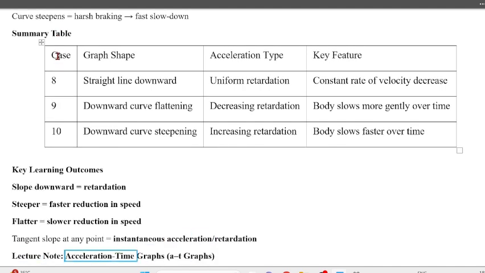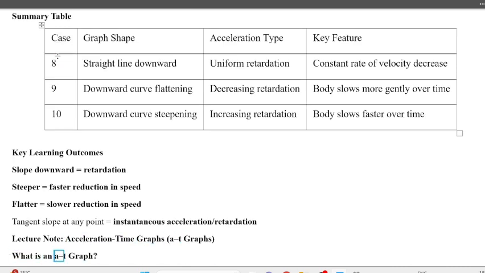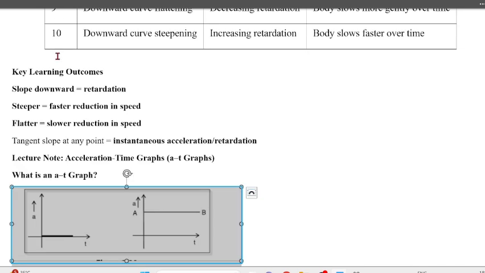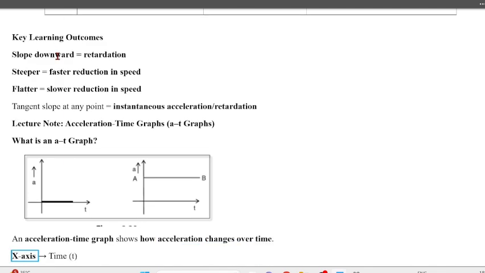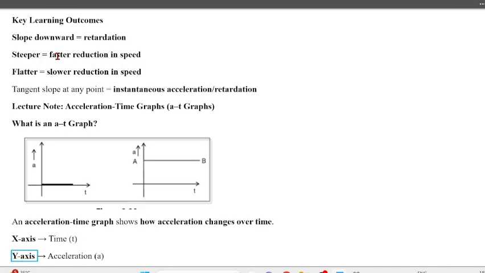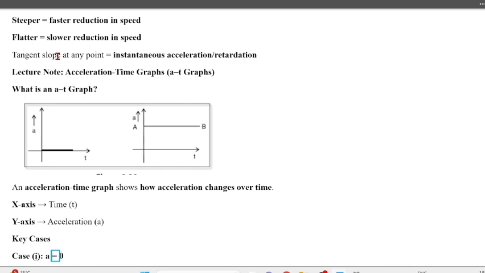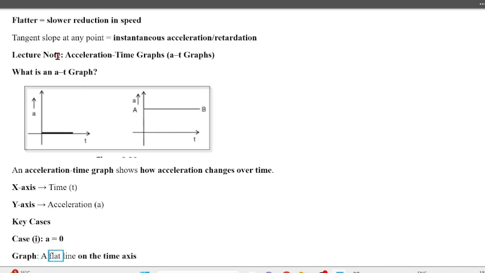Lecture note: acceleration-time graphs, A-T graphs. What is an A-T graph? Picture 39: an acceleration-time graph shows how acceleration changes over time. X-axis time t, y-axis acceleration a. Key cases. Case 1: a is equal to 0, graph is a flat line on the time axis.